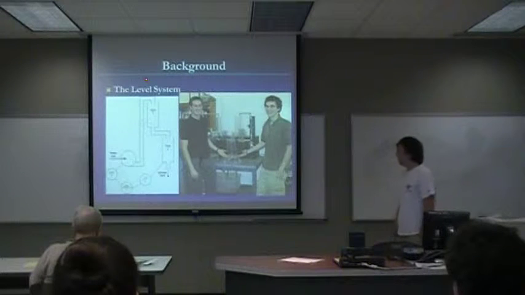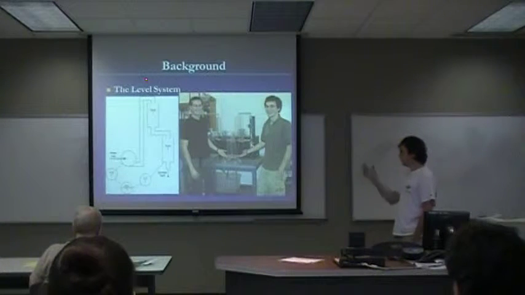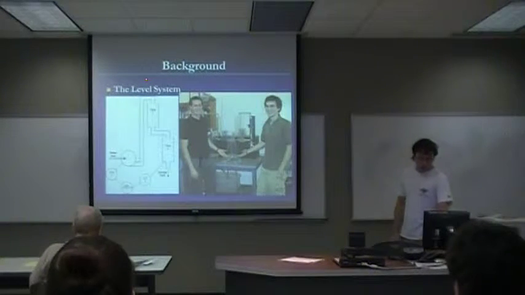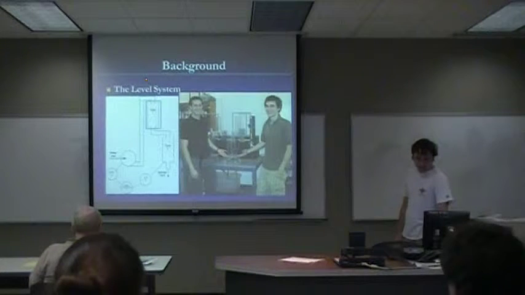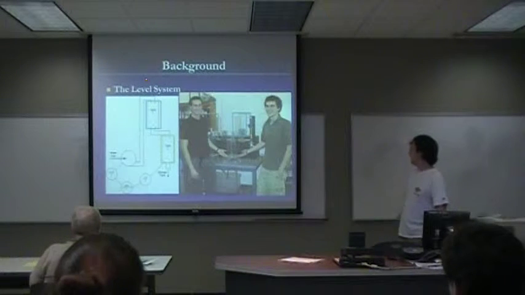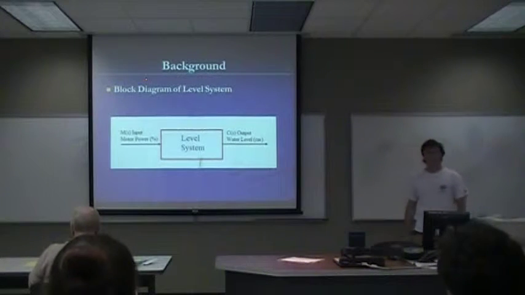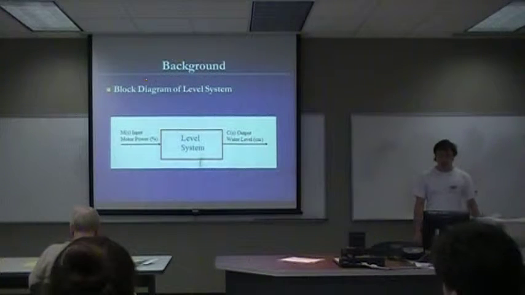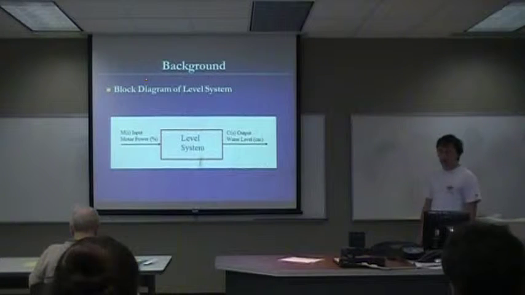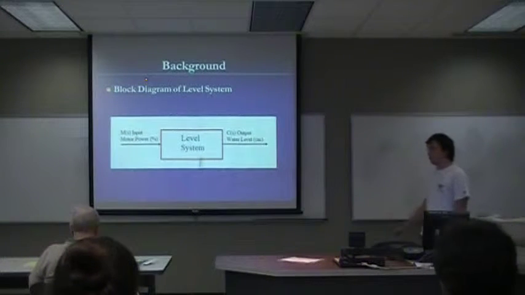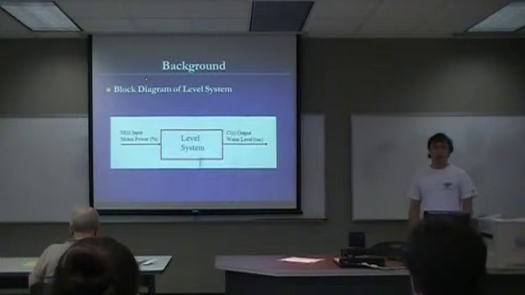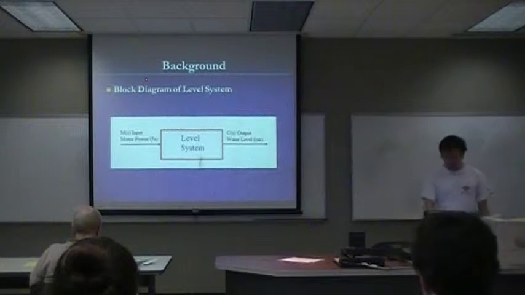This is the level system, just a basic diagram on how it works. That's all the different tank 1, tank 2, everything that is. That's just the basic block diagram where the input is motor power into the tank system and the output is the level of water inside tank 2, which is what we were measuring.